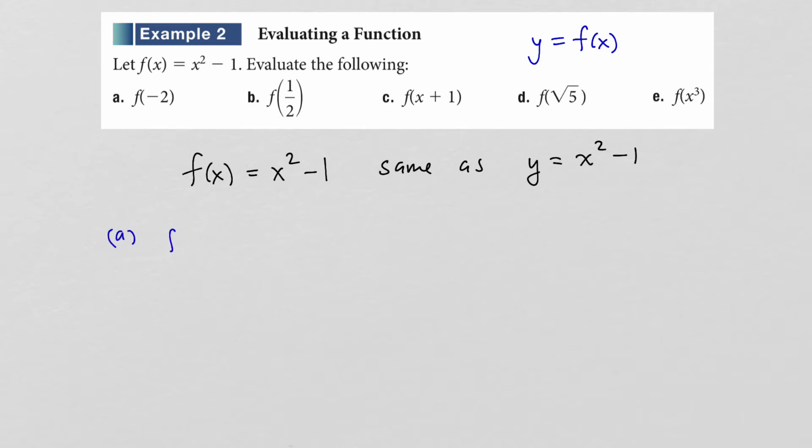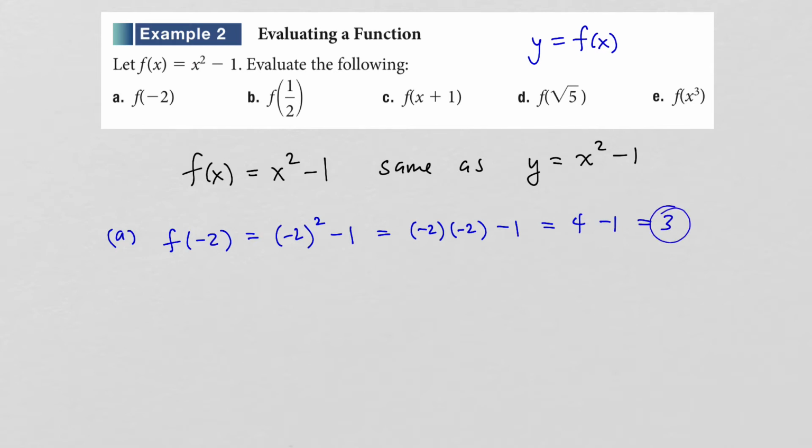So in part A, they ask us to find f of negative 2. So again, f of x is x squared minus 1. So if I'm looking at f of negative 2, what I'm doing is I'm replacing x with negative 2. So negative 2 is the value of the independent variable. And to calculate the dependent variable, I'm going to substitute negative 2 in for x in the equation here. So this gives us negative 2 squared minus 1. Negative 2 squared, remember, that's negative 2 times negative 2, which is positive 4, and then minus 1, that's 3.